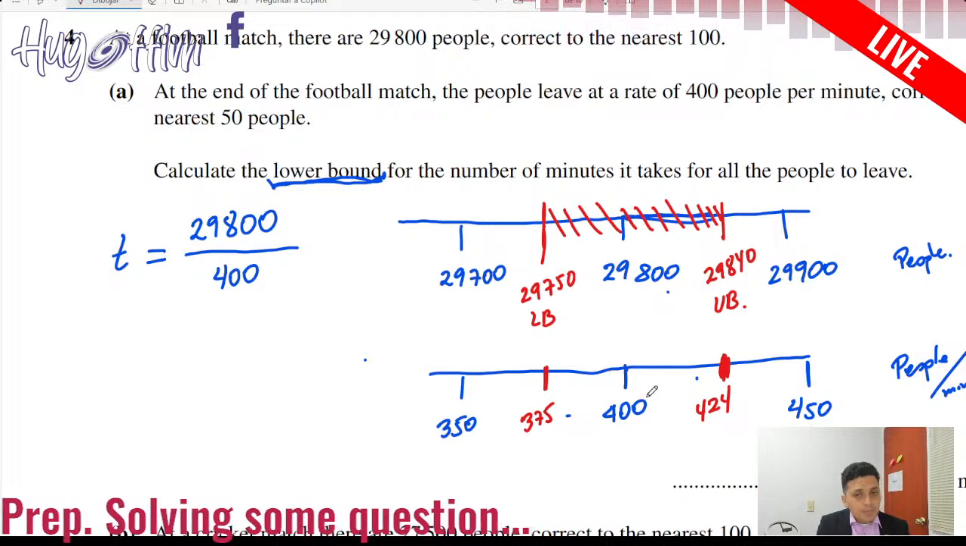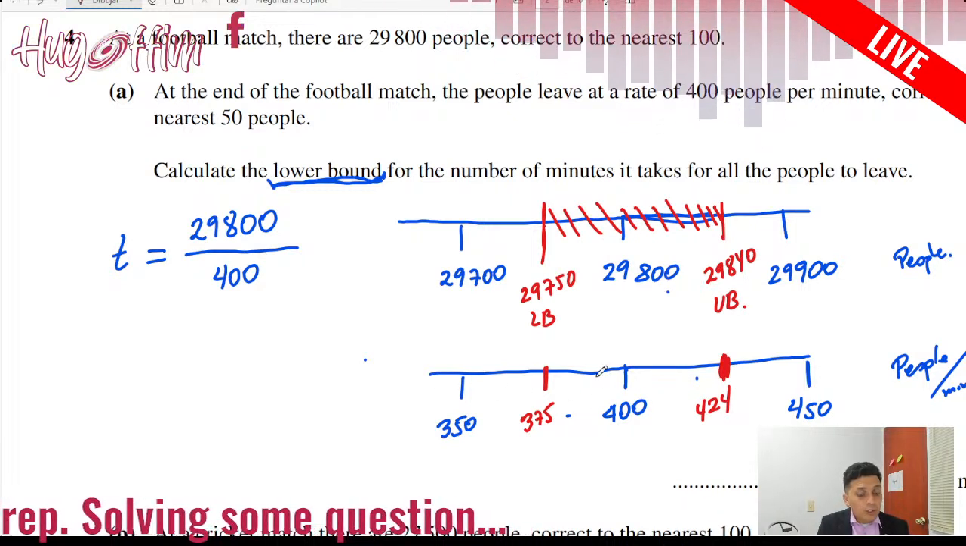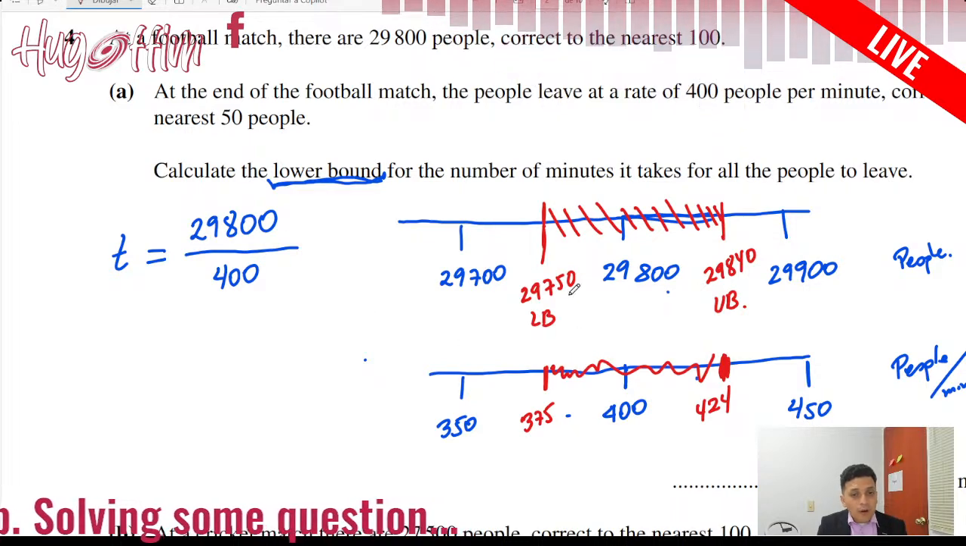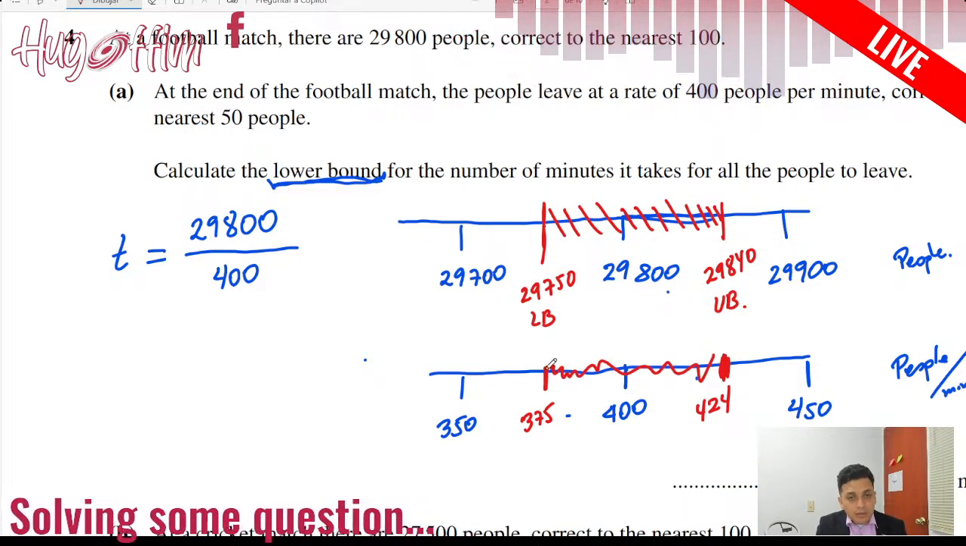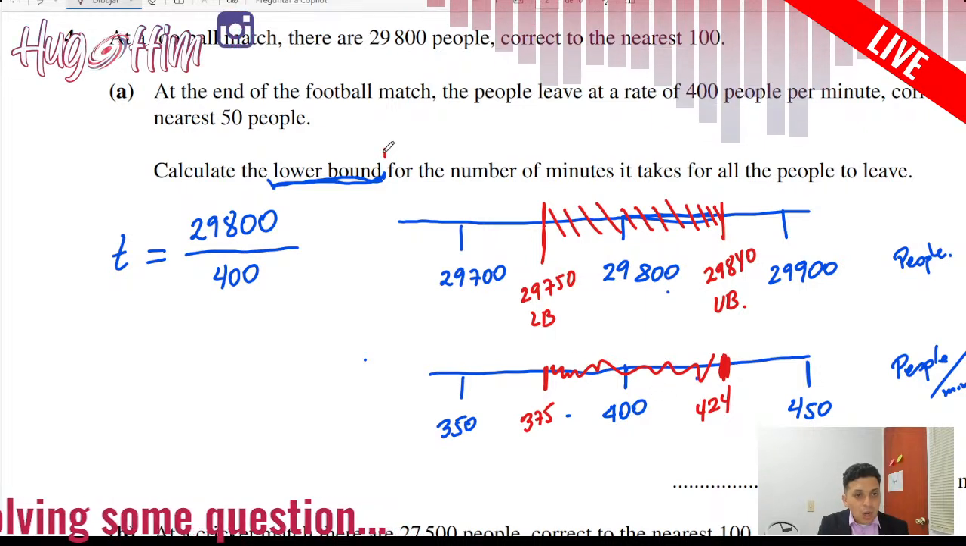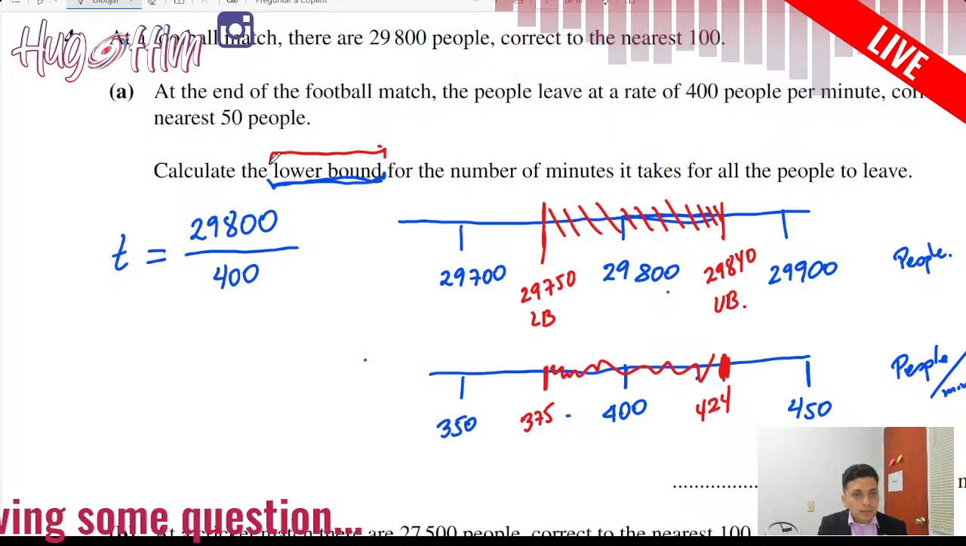Now, what are we going to do? What we're going to do now is find out, from all the numbers that I got here, dividing by all the numbers that I can divide by, what's going to give me the lowest bound, the lowest value.